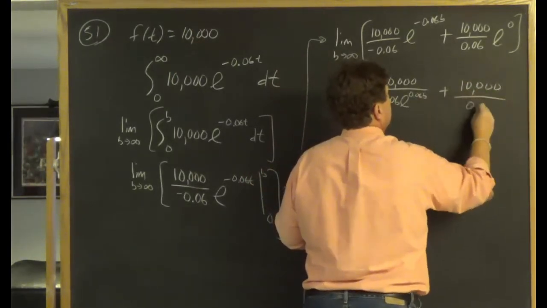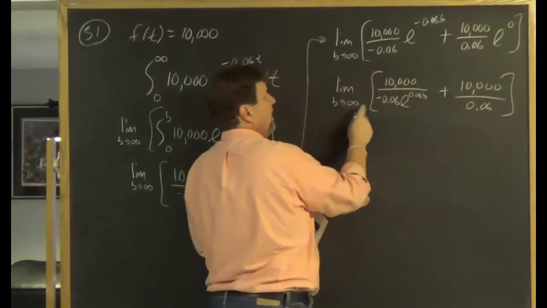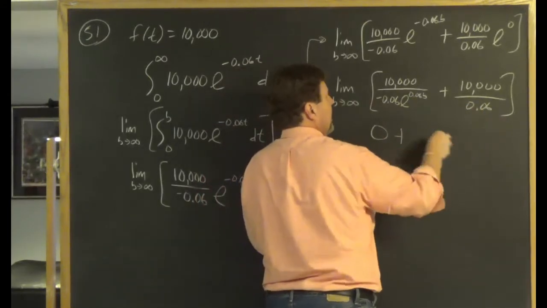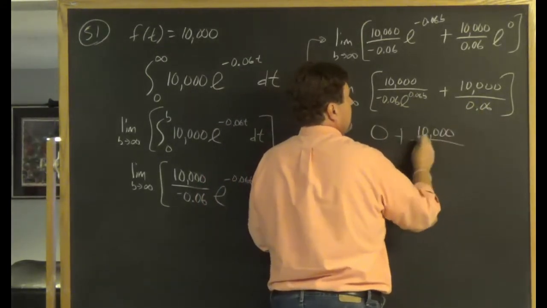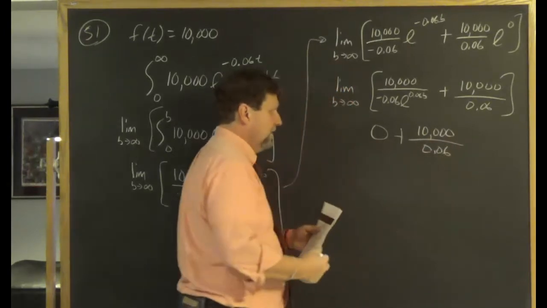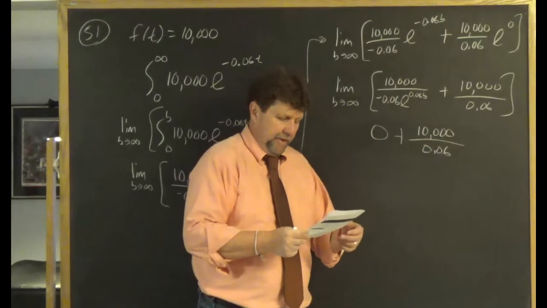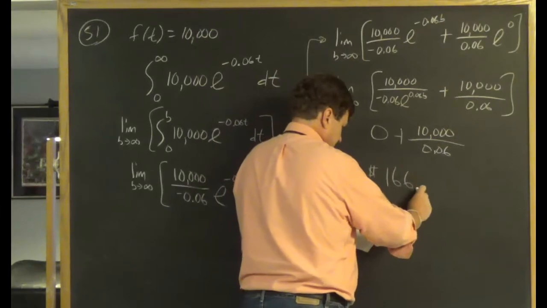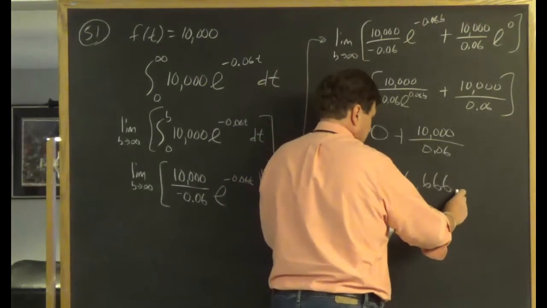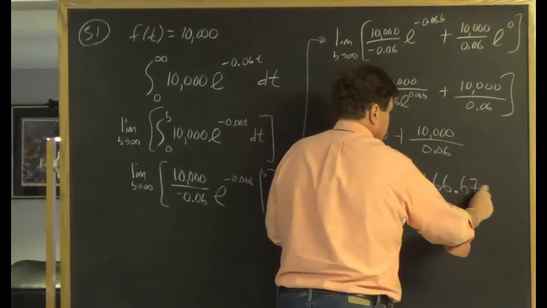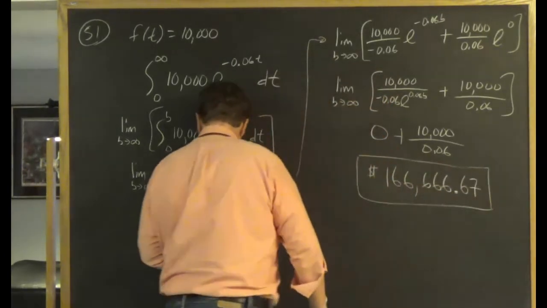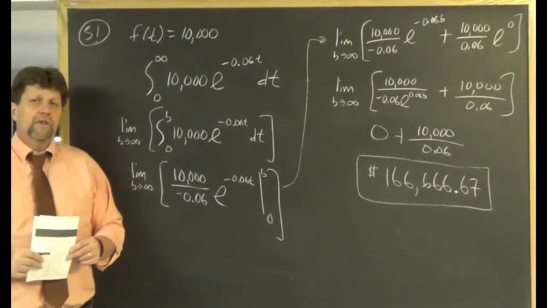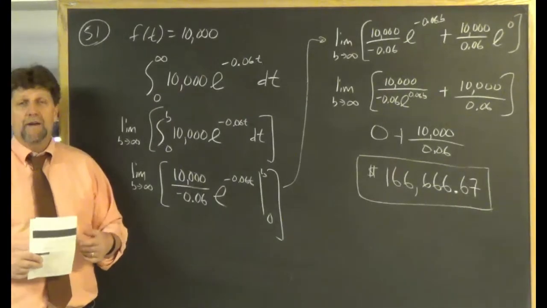And the limit as b goes to infinity of this first term is 0. The limit as b goes to infinity of a constant is that constant. And if we use our calculator and do 10,000 divided by 0.06, we get the capital value to be $166,666. It's kind of evil. And 67 cents. So there's an application of improper integrals, computing a capital value.